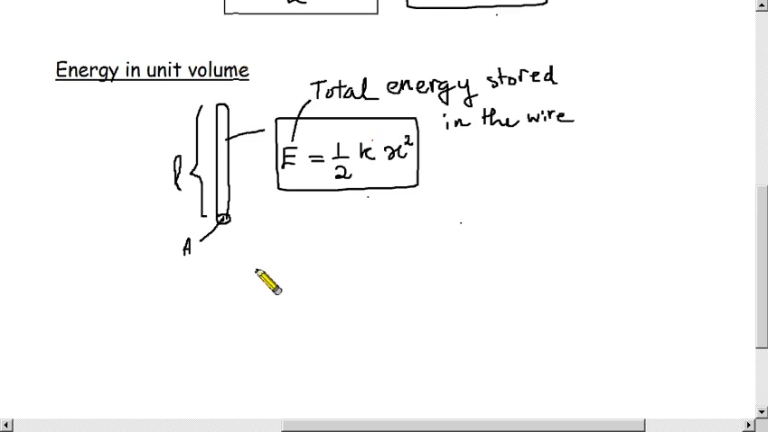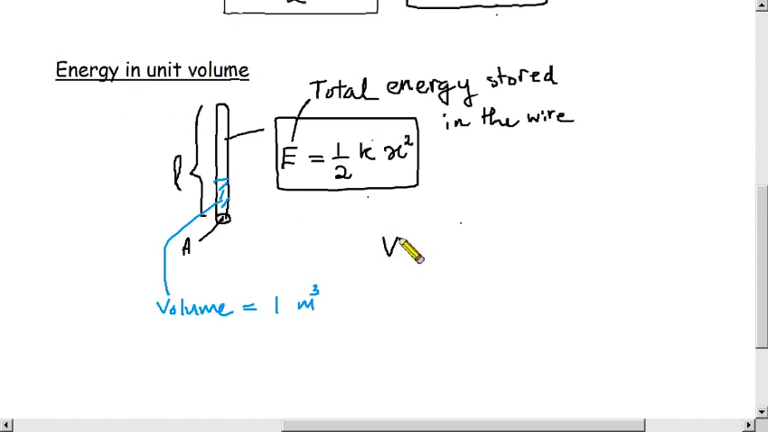Then how to find out the energy in 1 cubic meter? Say this volume is 1 cubic meter. Then this one is the total energy. If we divide this by the total volume of the wire, then we get the energy in unit volume.